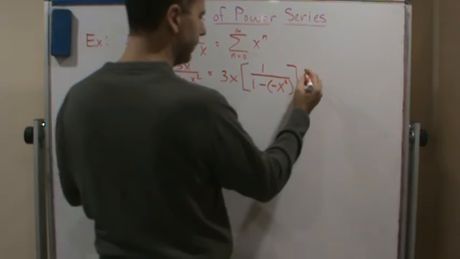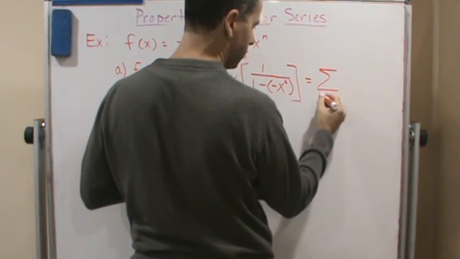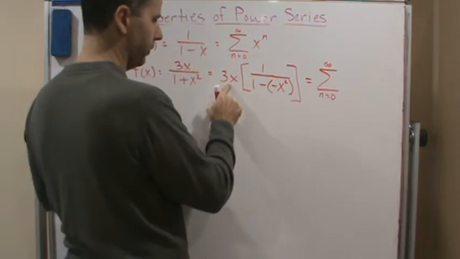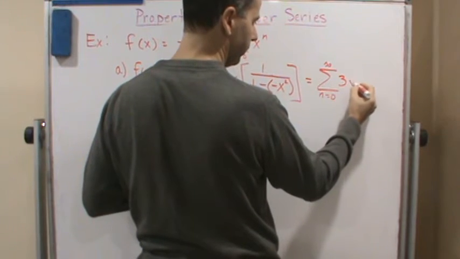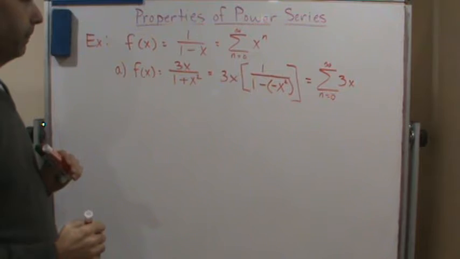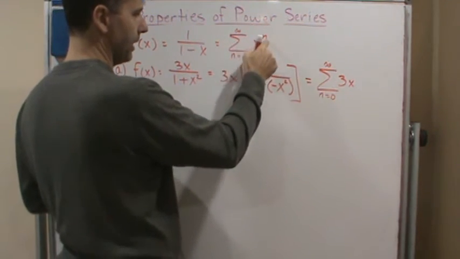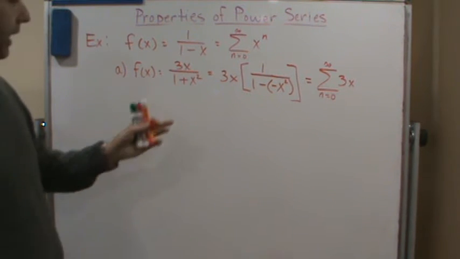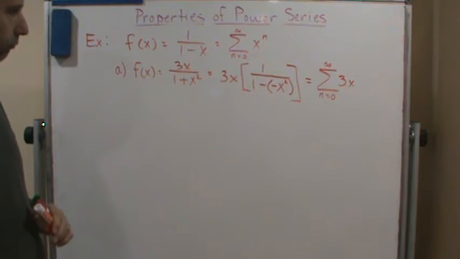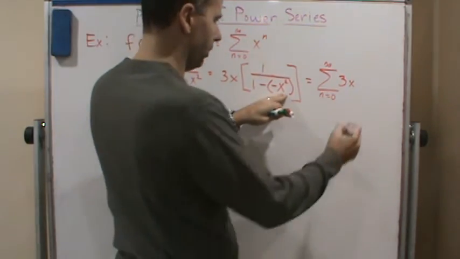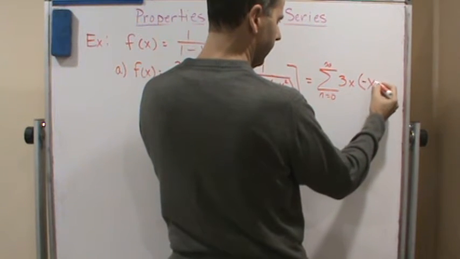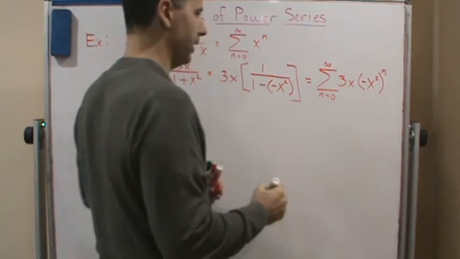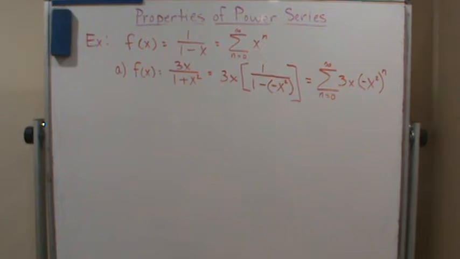So when we combine that, we can write this as the summation of n equals 0 to infinity. This is 3x, that's our a sub n, if you will, because it's always a sub n times x to the nth power. But in this case, a sub n is just 1. And then this is our argument that goes here, so this is going to be negative x squared to the nth power. And that is the new series representation.